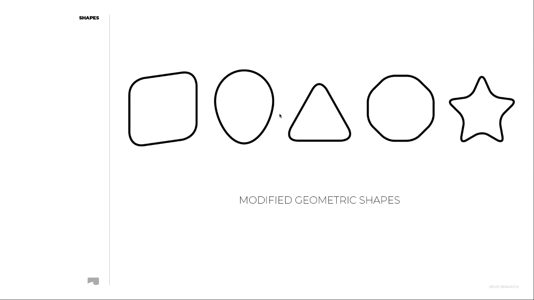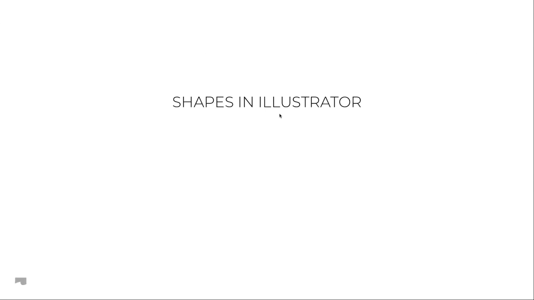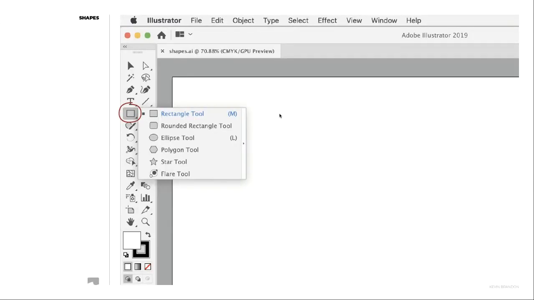I can modify those shapes. So a square with rounded corners, I can add a slant to it. I can make the ellipse look like an egg. I can round the corners on a polygon or a triangle. Same thing for the star. So I can just modify these shapes based off of the regular shape tools. So if I'm inside Adobe Illustrator, if I click on the rectangle tool, oh yeah.